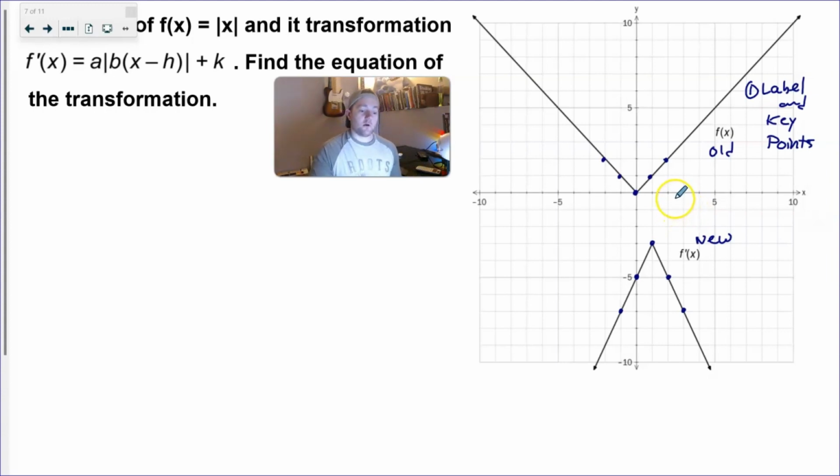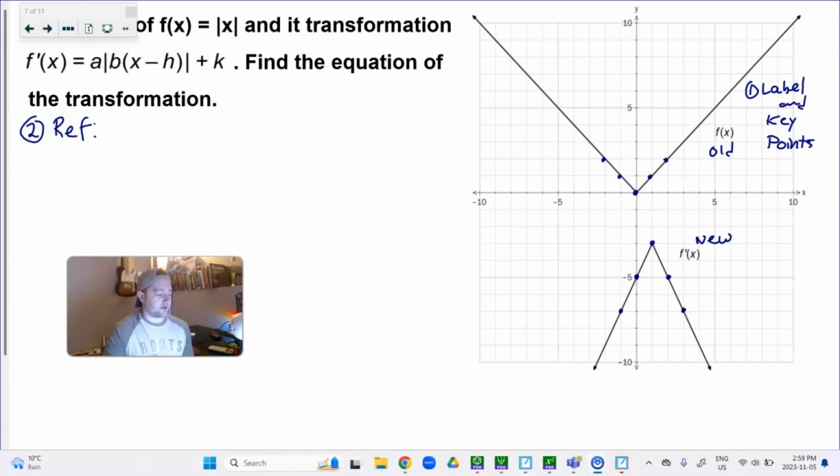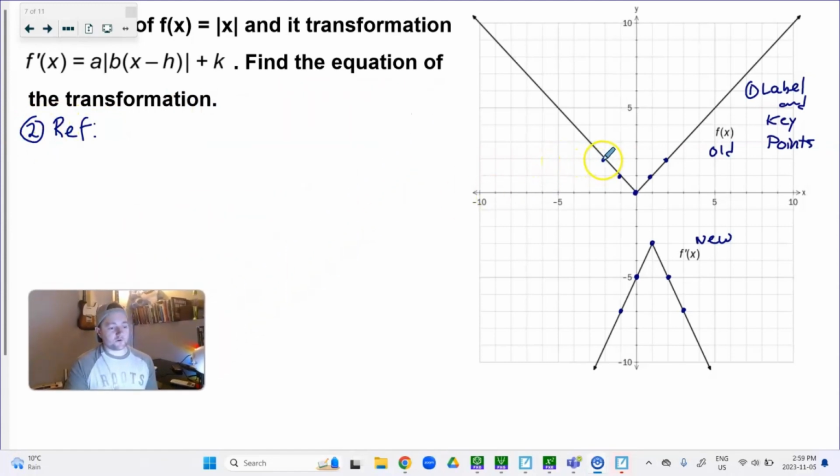All right. So after we get this done, the first thing we do is look at the reflections. Now the thing about an absolute value graph is that it is completely symmetric. So you can see that any reflection in the y-axis does not matter. It just flips over and looks exactly the same no matter what you do. So really, this thing cannot have a reflection in the y-axis.